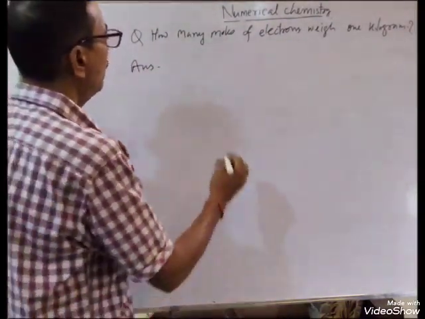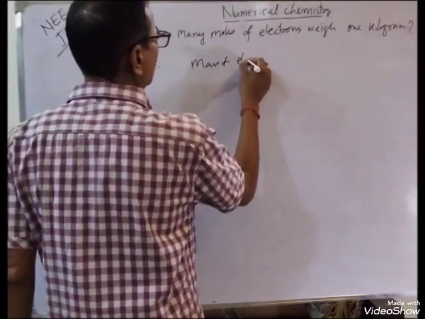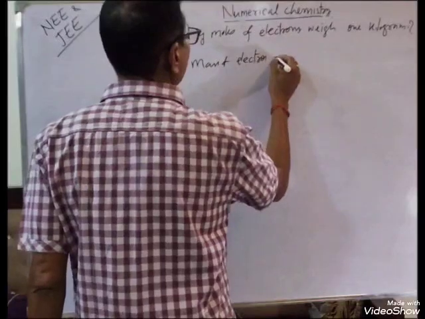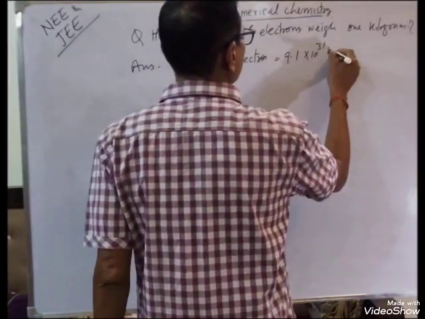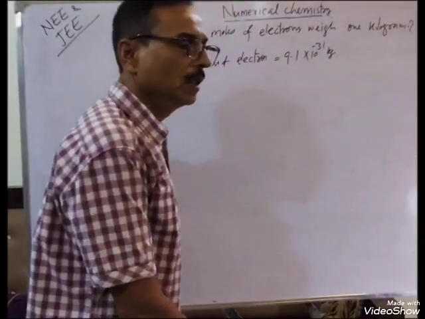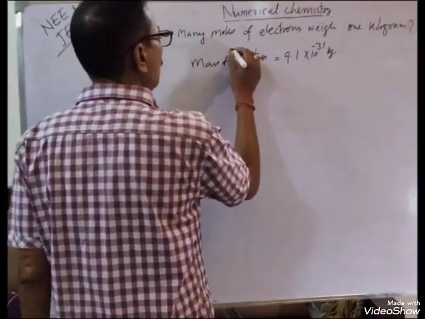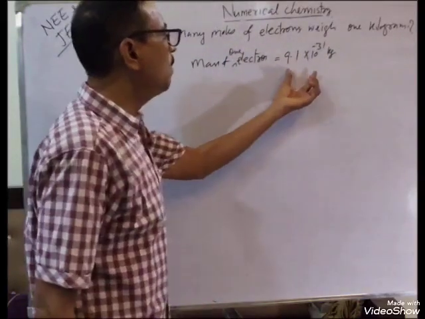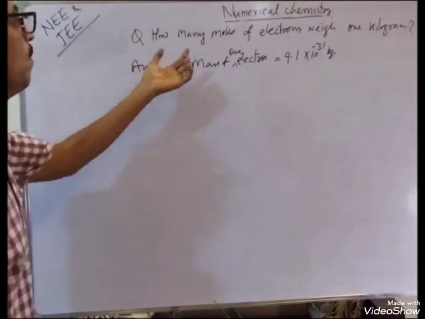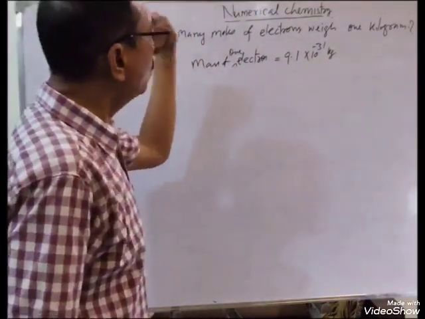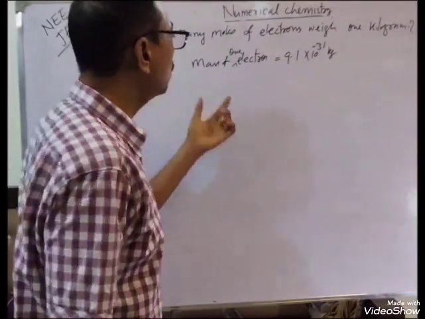You know the mass of electron is 9.1 into 10 to the power minus 31 kg. This is the mass of one electron. Mass of electron means mass of one electron. So this is the weight of one electron.